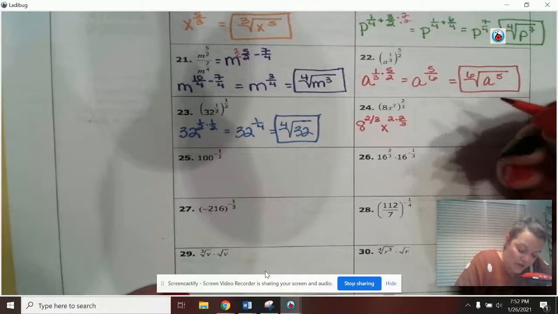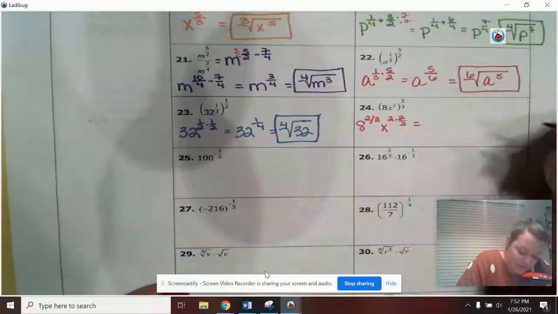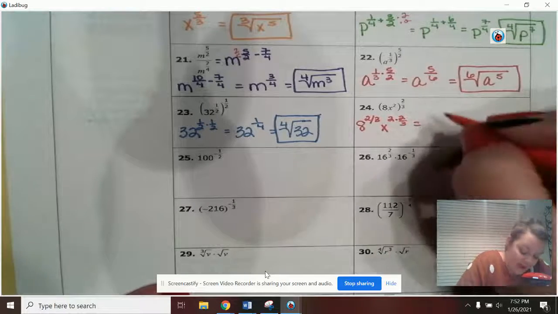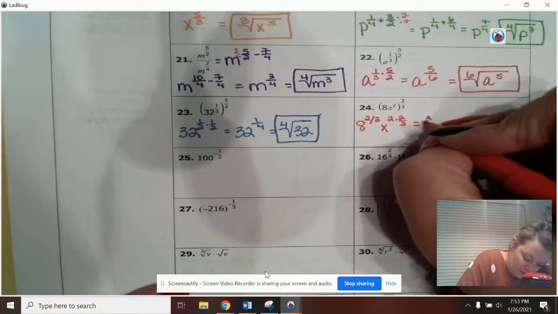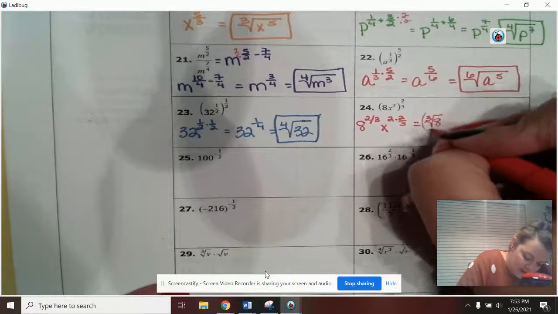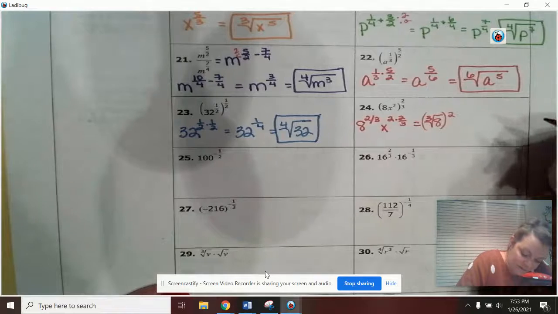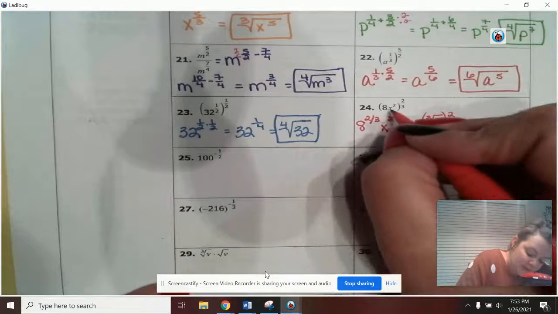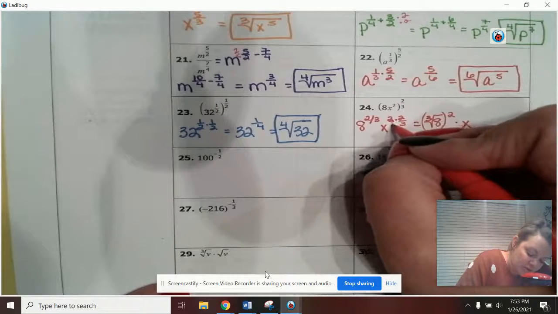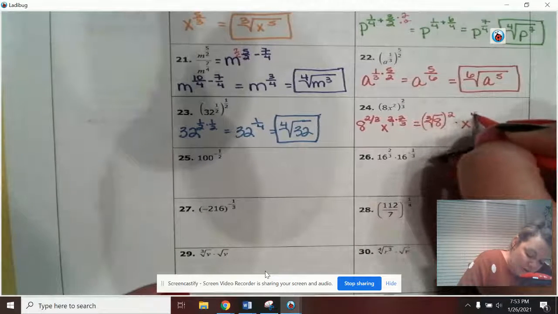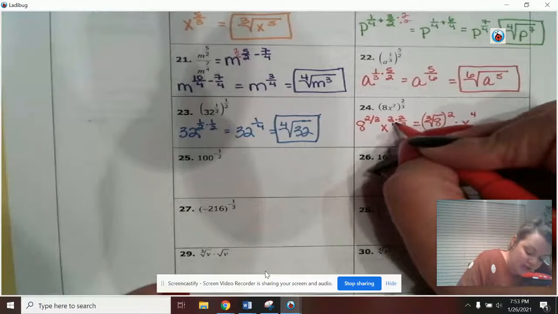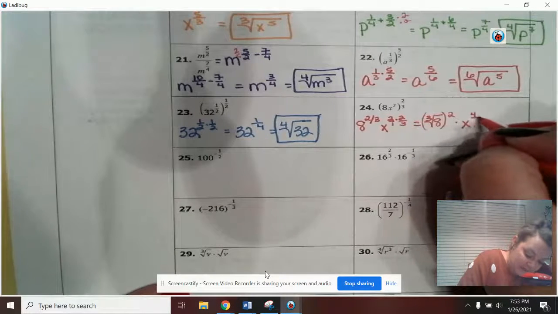All right, I'm going to keep going across here with some simplifying. 8 to the 2/3 means I'm going to do the cube root of 8 squared, and then it's times x to the, this is base to a power, so 2 times 2 is 4, and this 2 I can put over 1 so that I have two fractions here, and 1 times 3 is 3.